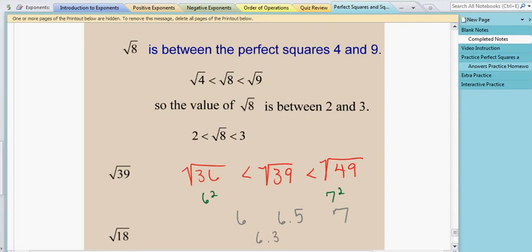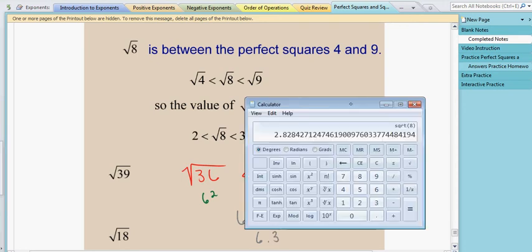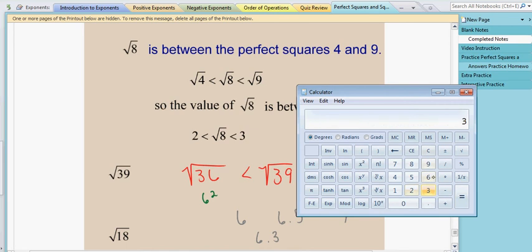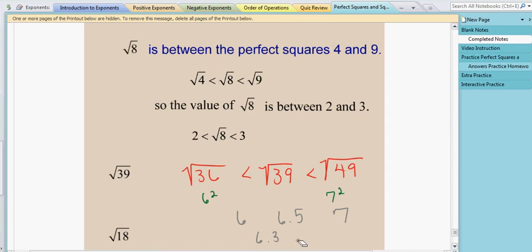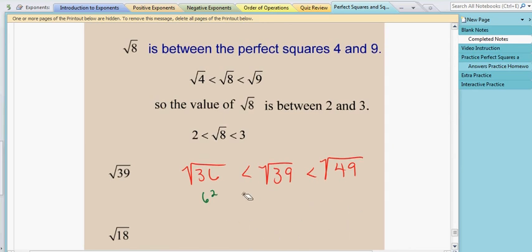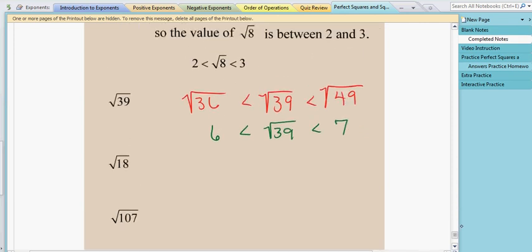Let's see how close I get on my calculator. I'm going to take the square root of 39, and it's 6.244. It was a little bit too big, but that's okay. We're approximating. Again, your answer is actually going to look like this: 6 is less than the square root of 39, which is less than 7. The way this is read is the square root of 39 is between 6 and 7. I'd like you to try the next two problems while pausing and then come back and check.